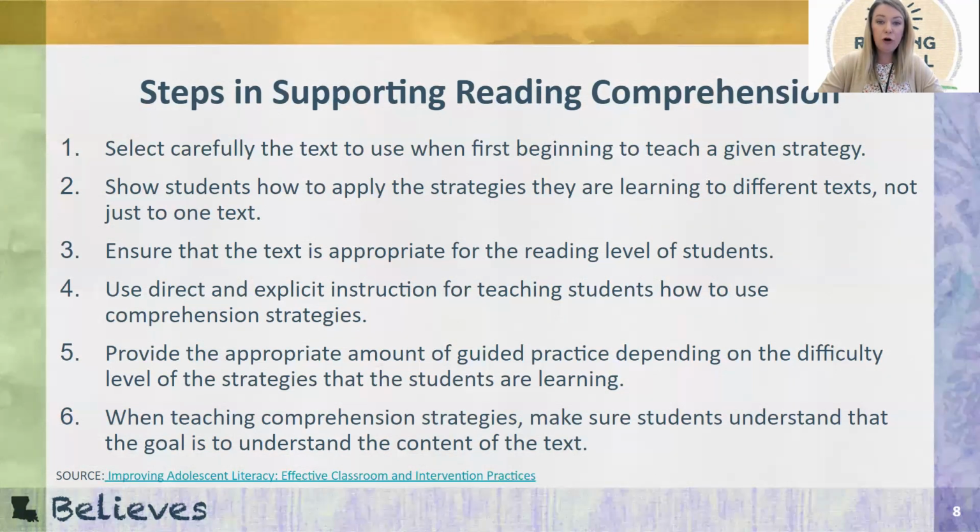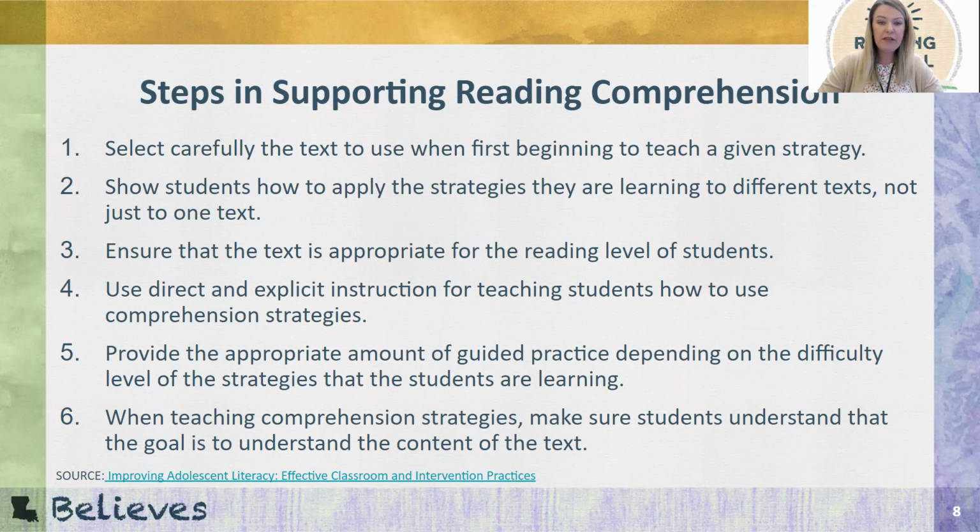Ensure that the text is appropriate for the reading level of the students. We talked about that. Use direct and explicit instruction for teaching students how to use comprehension strategies. So I have some more information on what direct and explicit instruction involves, but I'm also going to show you a model for you what direct and explicit instruction looks like as well. Provide the appropriate amount of guided practice depending on the difficulty level of the strategies that the students are learning.